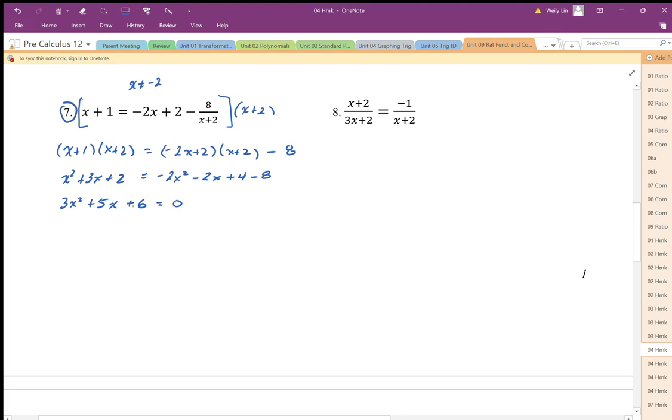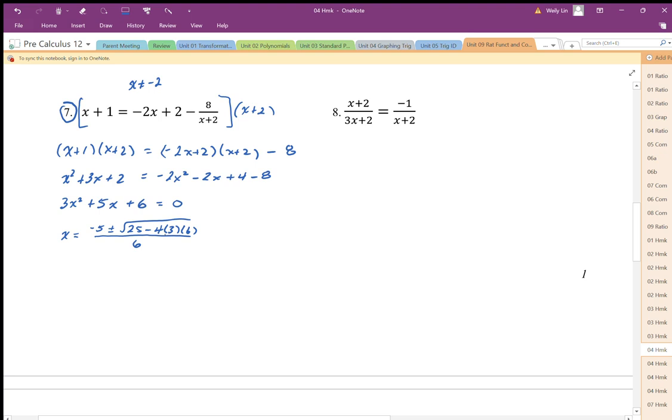I can now solve this equation. Okay, in this case here, this looks like it's non-factorable. So it doesn't look like there's two numbers that multiply to 18 and add to 5x. So I'm going to solve this using the quadratic formula. So I end up with x is equal to -5 plus minus the square root of 25 minus 4 times 3 times 6, and that's all over 6.